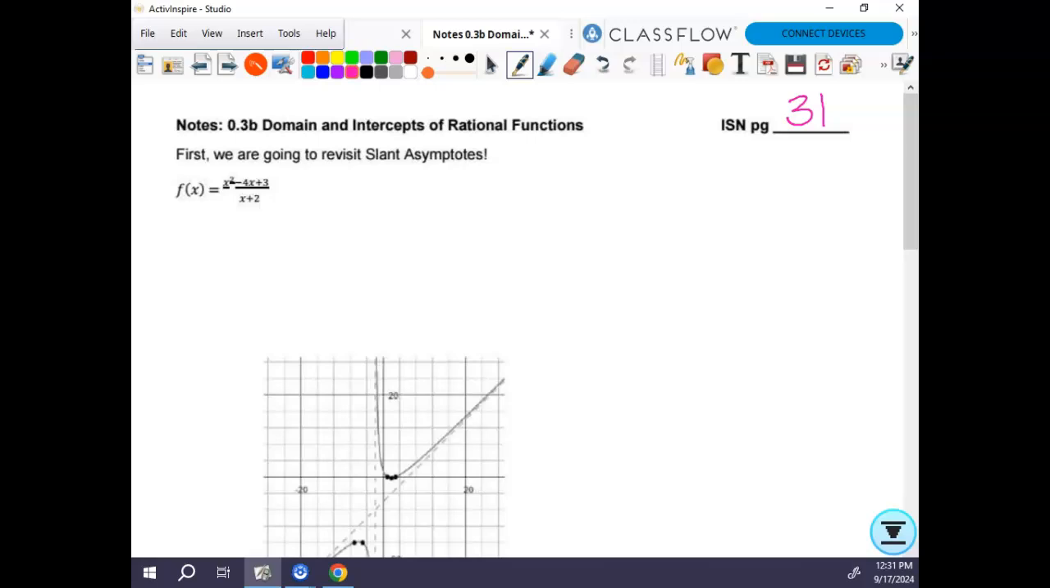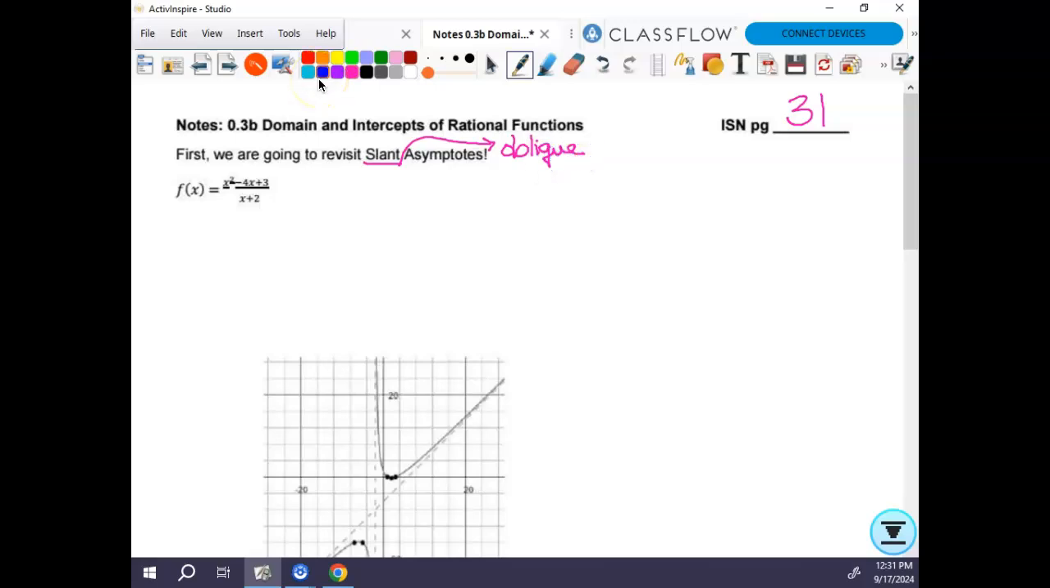All right, but what is another word for slant asymptote? What's the other, instead of slant? Anybody? Starts with an O? Oblique. Okay, I couldn't tell if somebody was saying it or not. So, oblique. Like your muscles, right?